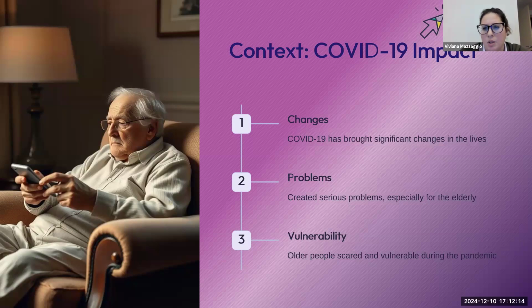It created a serious burden, especially for them. For example, they were not able to pay their taxes. They were not able to go to the grocery store, for example. They had to ask someone else to do shopping for them, and they had to ask someone else to book doctor's appointments for them. And it caused vulnerability. Older people were scared and vulnerable during the pandemic, also because they felt socially isolated.